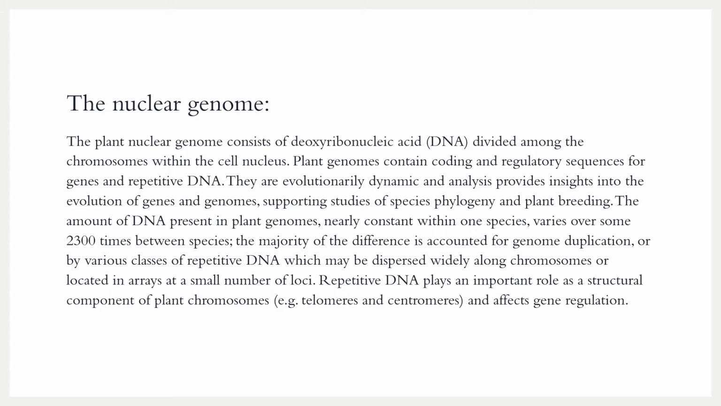breeding. The amount of DNA present in the plant genome is nearly constant within one species but varies over some 2,300-fold between species. The majority of the difference is accounted for by genome duplication or by various changes of repeated DNA, which may disperse widely along chromosomes or be located in areas such as a small number of loci. Repeated DNA plays an important role as a structural component of plant chromosomes and affects gene regulation.